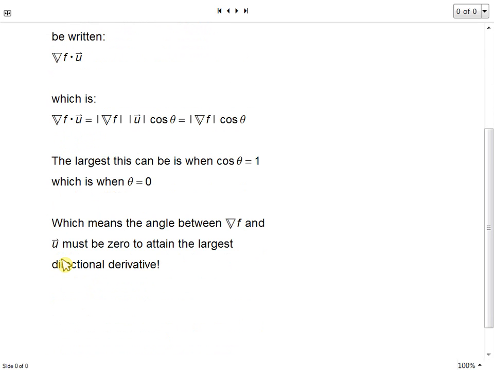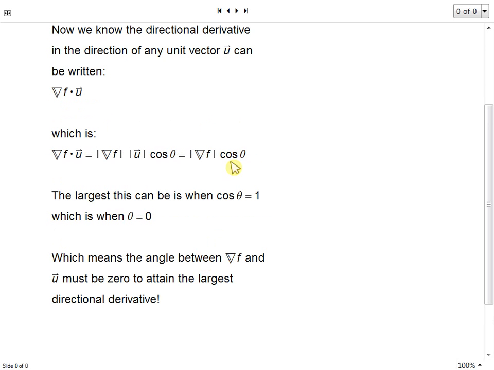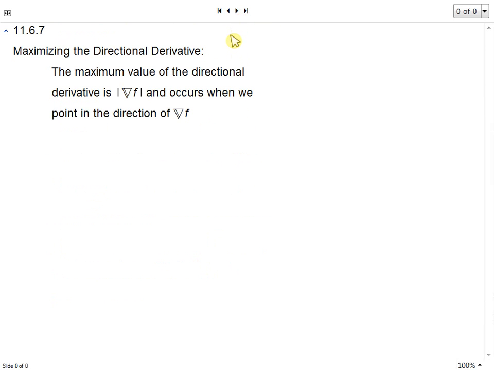And that's the major result, okay? Which means that the angle between the gradient and the u must be 0 to attain the largest directional derivative. So this is how we maximize the directional derivative. The maximum value of the directional derivative, so the steepest descent that you could possibly get at a point, the maximum value of it, the steepest descent, is the magnitude of the gradient. That's the biggest you'll ever be able to be. And it occurs exactly when we point in the same direction as the gradient itself.